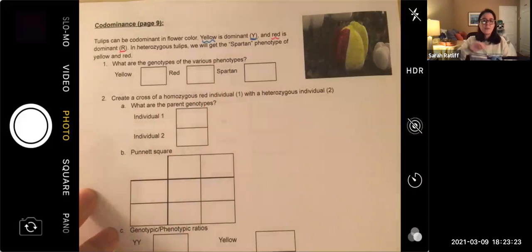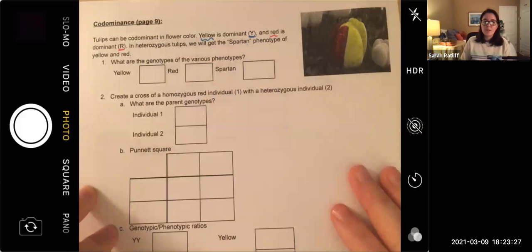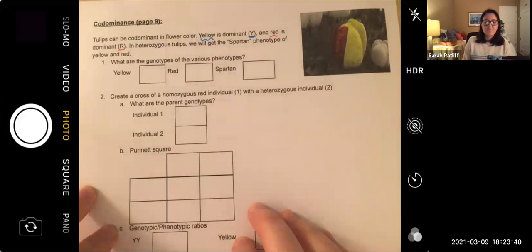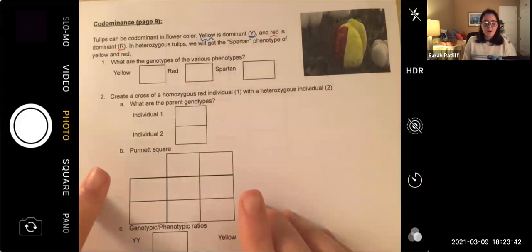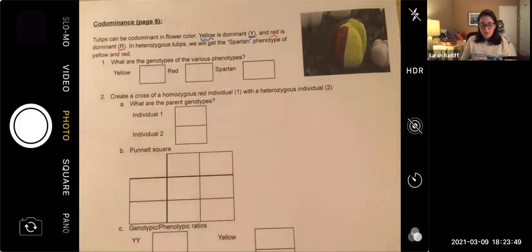Well, when we're talking about codominance, at least in my class, for the most part, we're just gonna stick with homozygous dominant. There may be examples like with blood typing when we do that in class, where we get some recessive things happening, but just to keep things simple, when we're talking about codominance for these examples, we're only getting homozygous dominant for our pure colors. In the tulip example, yellow and red. So what does that look like?